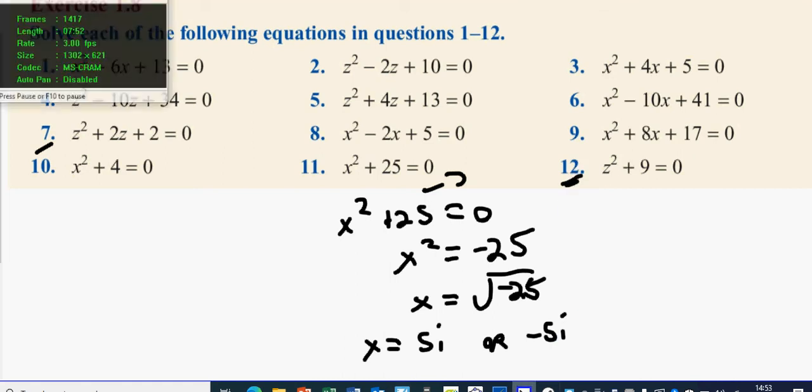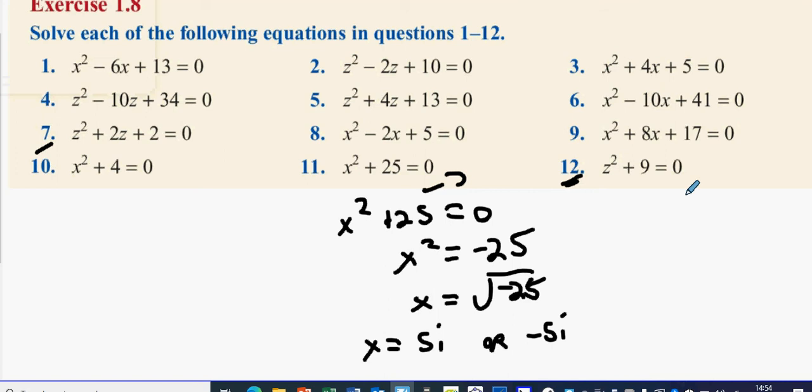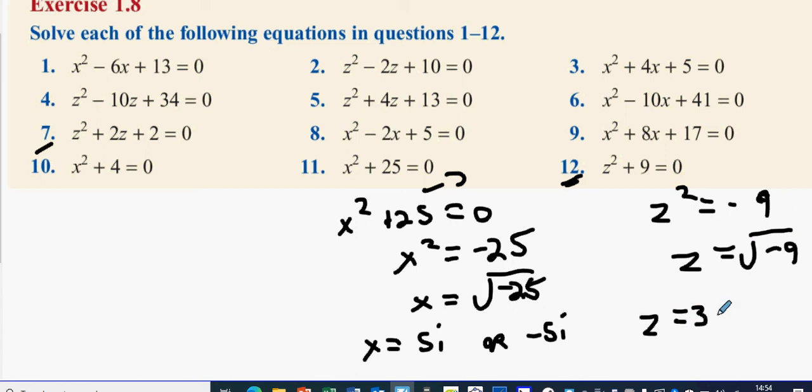Very easy. What you get is z squared equals minus 9. z equals the square root of minus 9. That means it's 3i, but it could also be minus 3i as well. So either or. Okay. So that's 11 and 12 done as well.